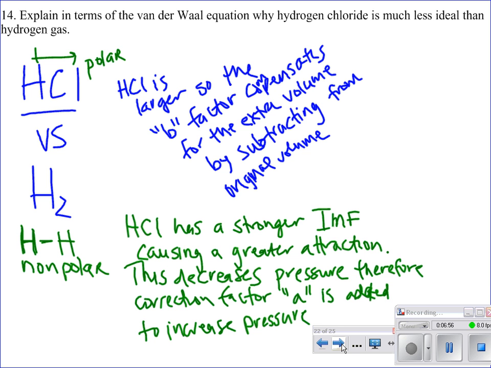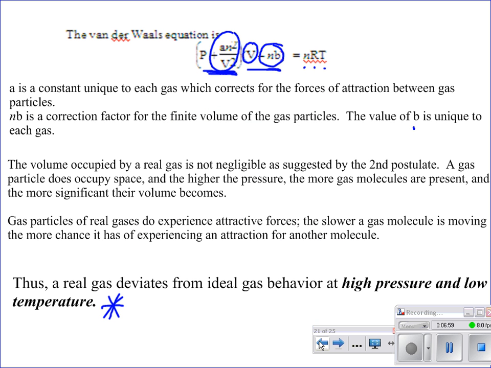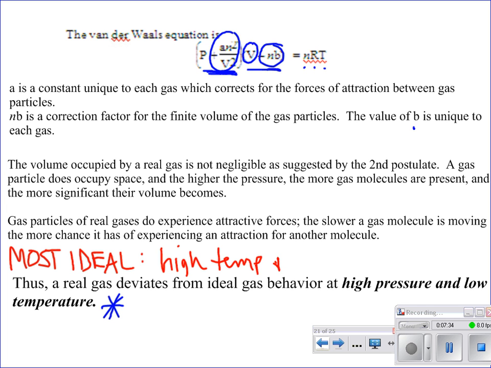Okay. I want to go back to the statement I mentioned down here that was really, really important. You're going to see this on SAT 2s, on AP exams, on ACTs. They always want to know, what conditions are gases most ideal? Gases are most ideal in terms of temperature and pressure. We want a situation where we have the gas molecules moving rapidly, very far apart. So in terms of pressure and temperature, what would that be? Moving rapidly, really far apart. High temp and low pressure. That's when they're most ideal, okay?